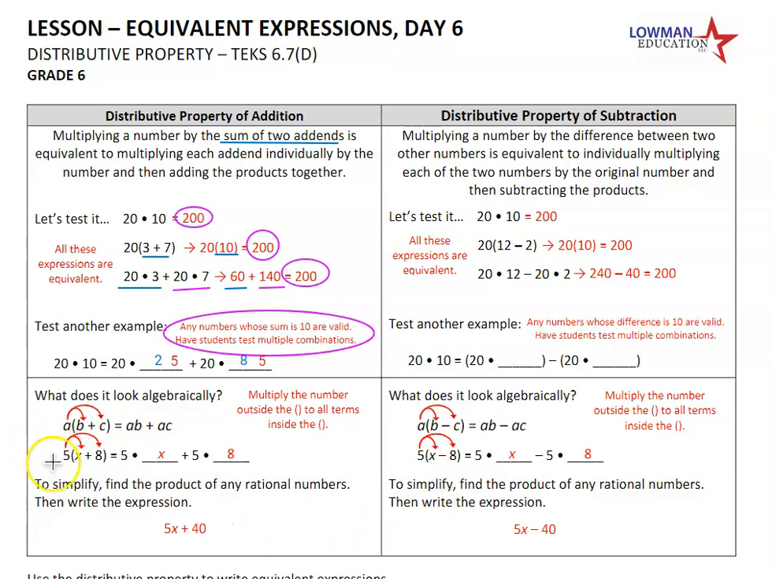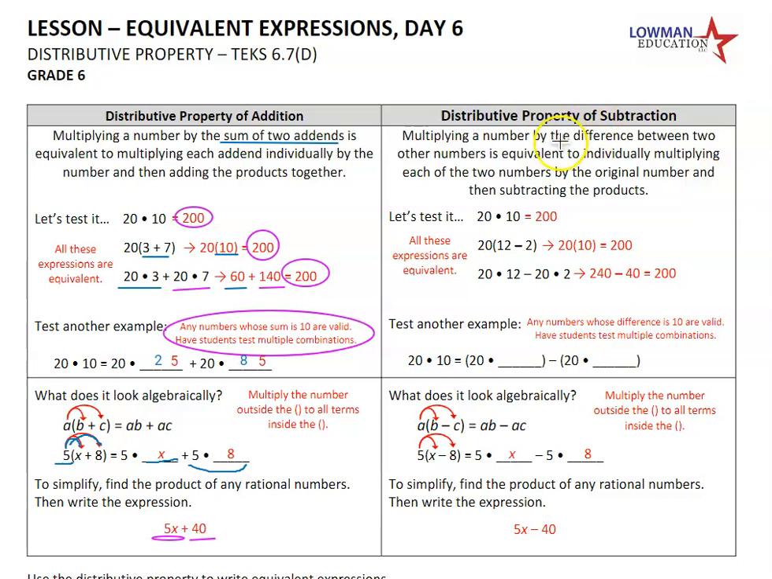You're going to take the 5, which is on the outside of the parentheses, and you are going to distribute it to the x, so you have 5 times x, and then distribute it to the 8, so you'll have 5 times 8. Now we do not know what x is, so we're going to leave that as 5x. You do know the product of 5 times 8 is 40, so you can write a constant for the 40.